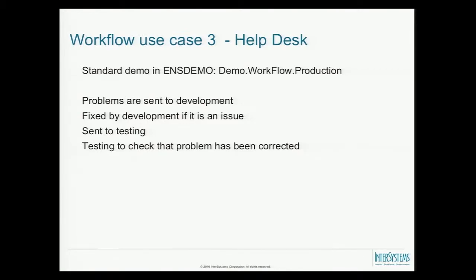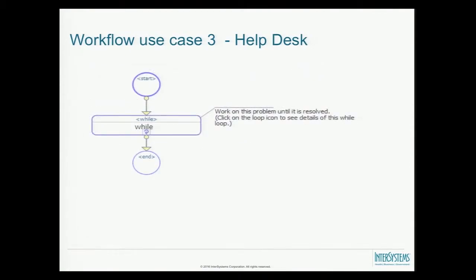So a customer has bought a product from a particular company. They find a fault in the product and they phone the product support line. Then that's sent through to development. Development will attempt to fix that issue, and then the testing team will ensure that that's been fixed. So what does that look like?